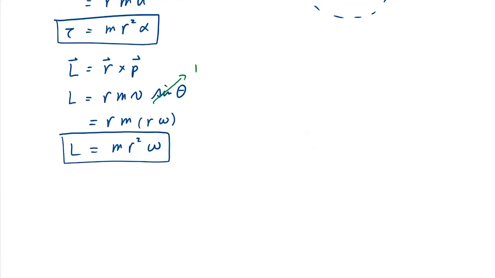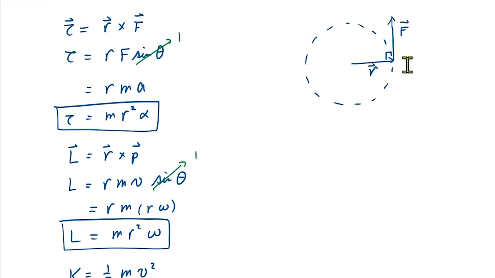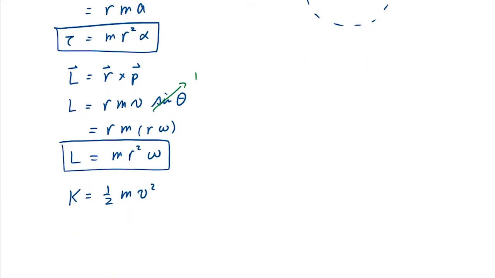Okay, let's think about kinetic energy. Kinetic energy, of course, is 1/2 mv squared. If you have a point mass rotating with a radius r, you know what I'm saying? But v once again is r omega. So this kinetic energy here is 1/2 m r squared omega squared.